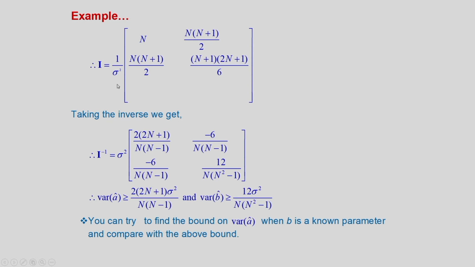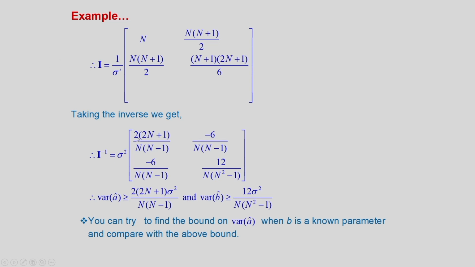Taking the inverse, it is a 2 by 2 matrix, so we can easily take the inverse. The inverse I inverse is given by sigma square times: first element is 2(2n+1)/(n(n−1)), second element is −6/(n(n−1)). Similarly, this element and this element are the same. This last element is 12/(n(n²−1)).